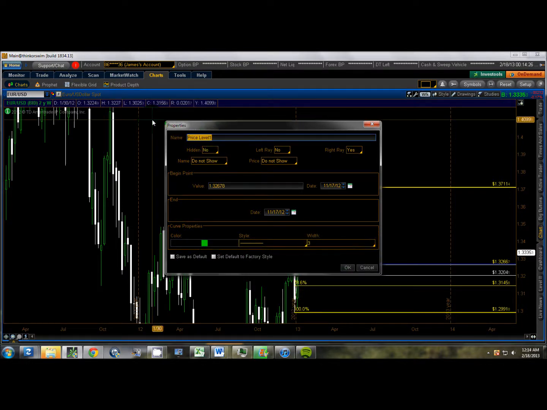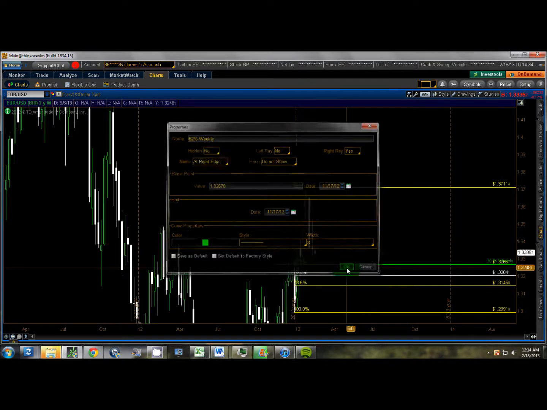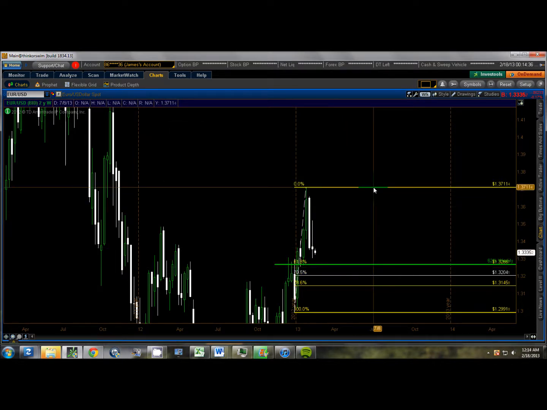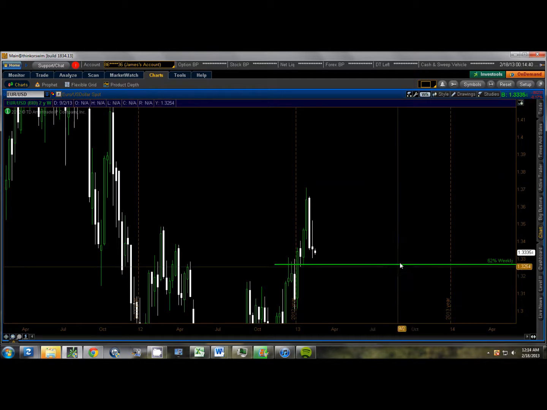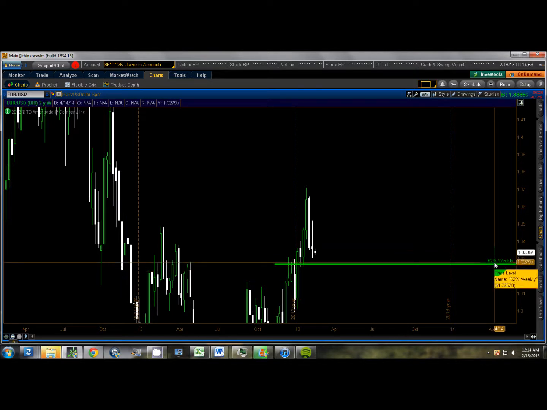And then I'm going to name this. This is going to be my 62% weekly Fibonacci level, and I'm going to show that on the right edge. So that way, when I'm at later charts, now I can go ahead and delete this Fibonacci retracement, and boom, this level still stays there, right? And it's clearly labeled. So when I'm on later charts, when I'm looking at a 15-minute chart, if I get close to this level, I know exactly where it came from, and that can be really, really helpful.